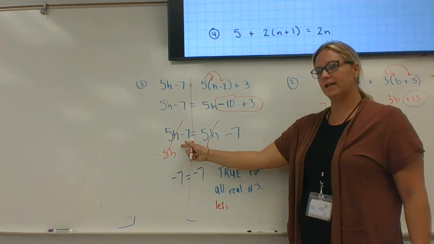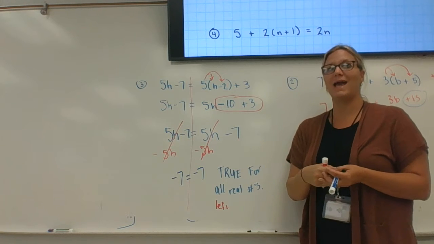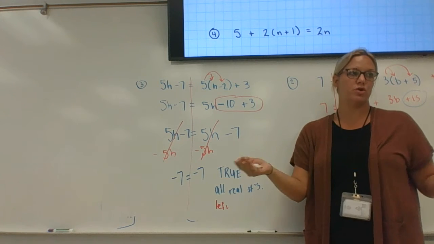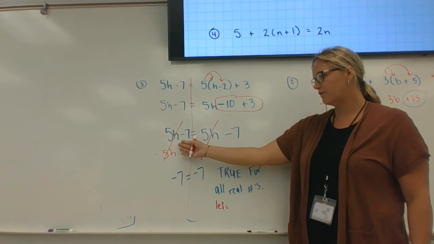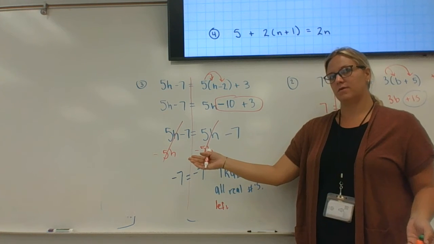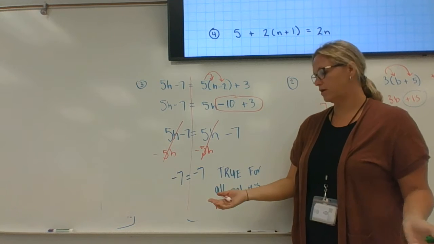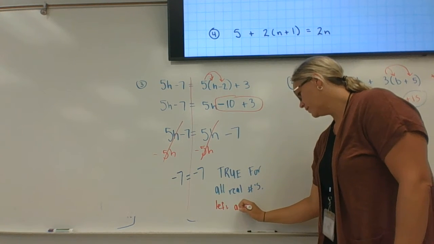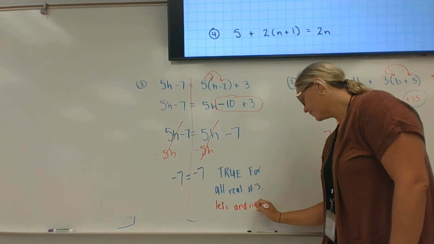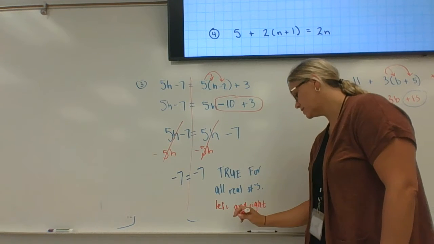If h is 10, both sides are the same. H could be anything, and it's always going to be true. H could be negative 3, and both sides will equal. H could be everything. That's why it's true for all real numbers, not imaginary numbers.